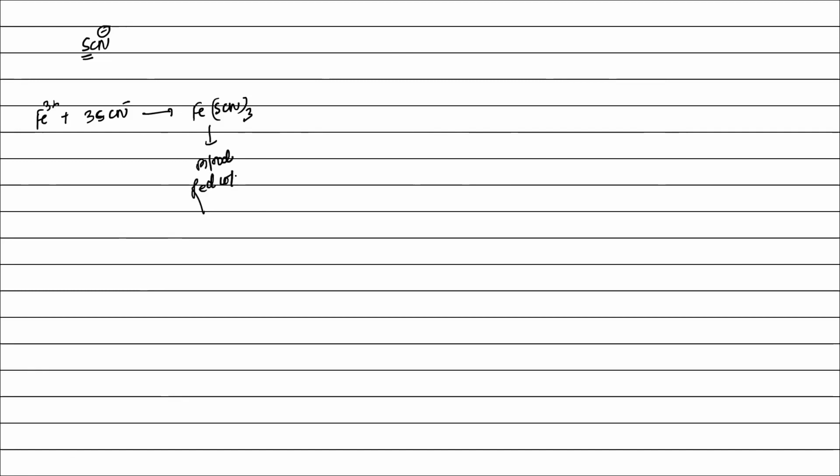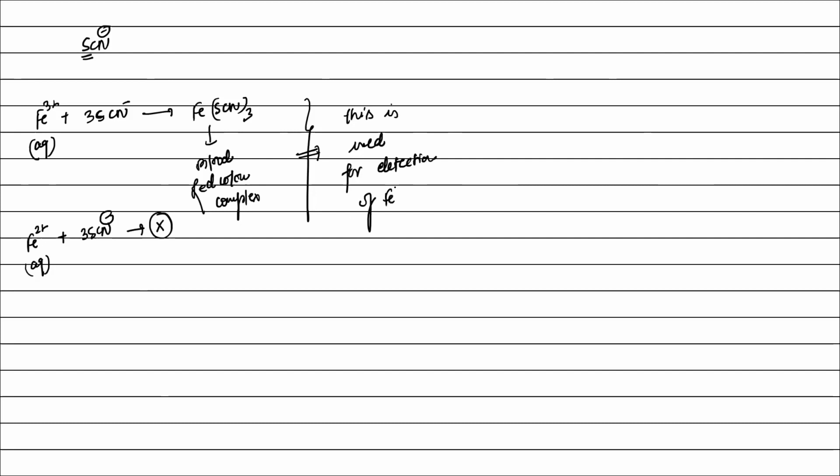Blood red color complex. Similarly, if we take an iron 2 plus aqueous solution, then there will be no reaction or no formation of the blood red color complex. It means SCN- can be used to identify whether any particular solution contains iron 3 plus ion or iron 2 plus ion. So simply we can write, this is used for detection of iron 2 plus and iron 3 plus in a given solution.